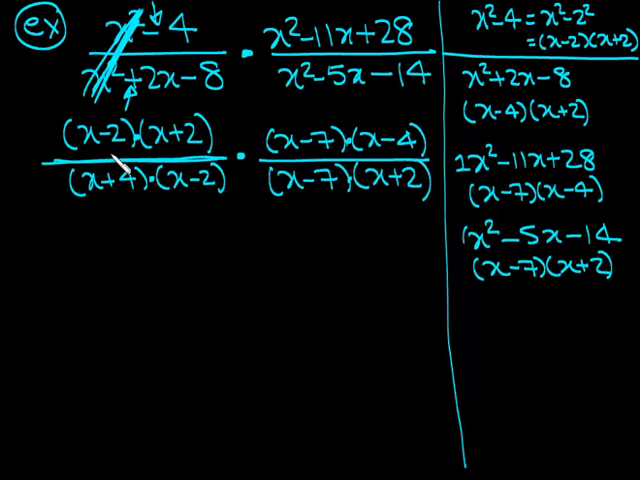So now I have x minus 2, x minus 2. I can cancel that from the top and the bottom. X plus 2, x plus 2, I can cancel them. It doesn't matter where it is, it just needs to be on the top and the bottom. I can cancel the x minus 7 and x minus 7. And that's about it. So I'm left with x minus 4 over x plus 4.